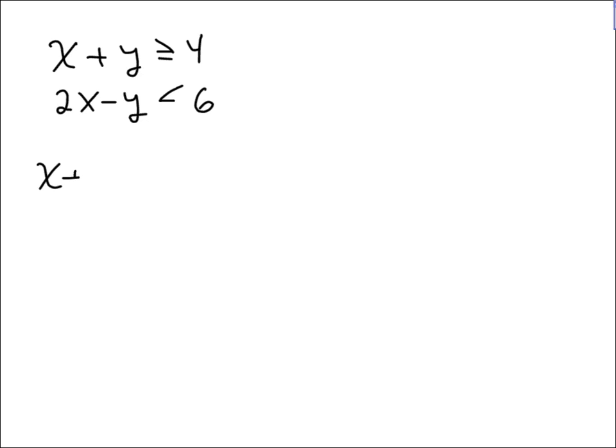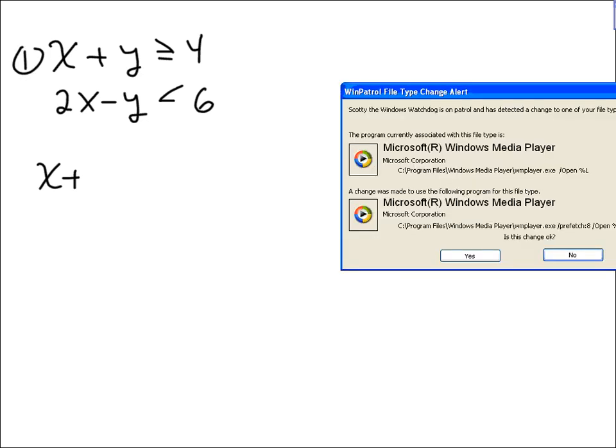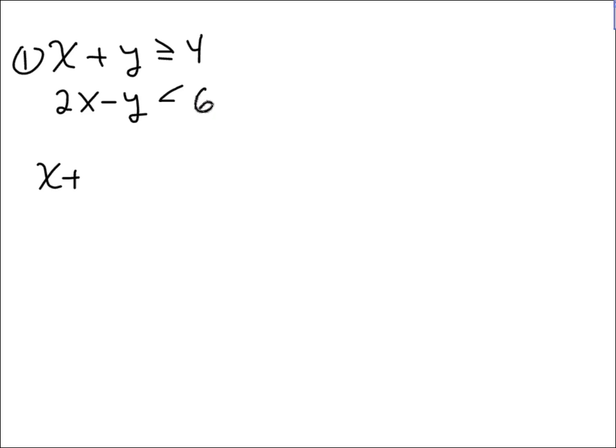So let's first do the first one, so let's do their inequality. Let's graph their equality. Then we deal with their inequality. X plus y equals 4. Well, I want 2 numbers that add up to 4. Understand what the problem is asking.